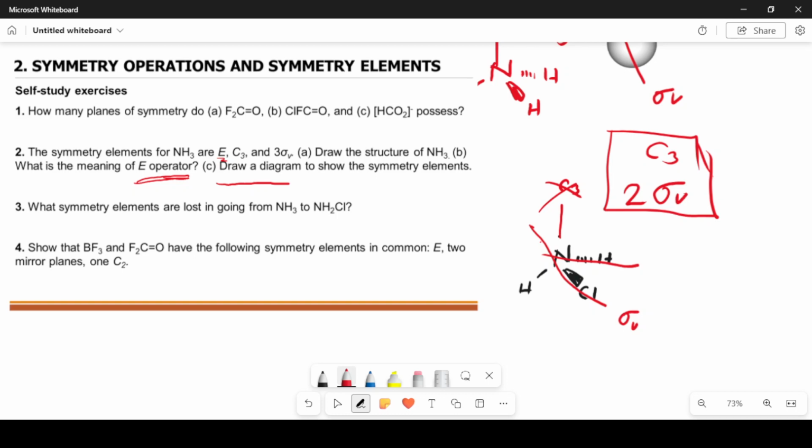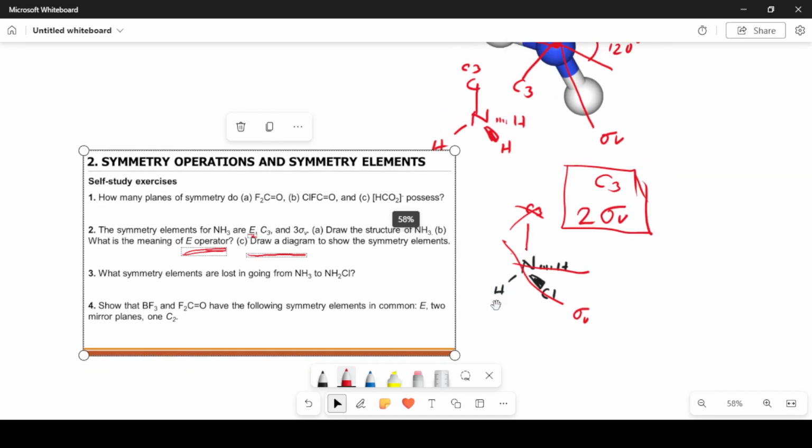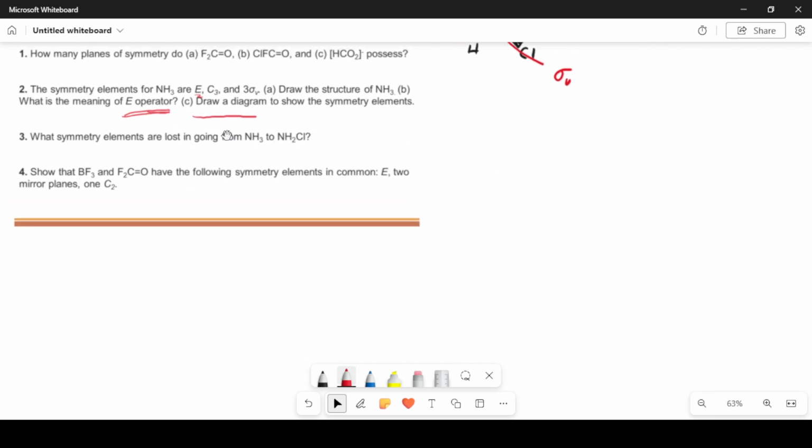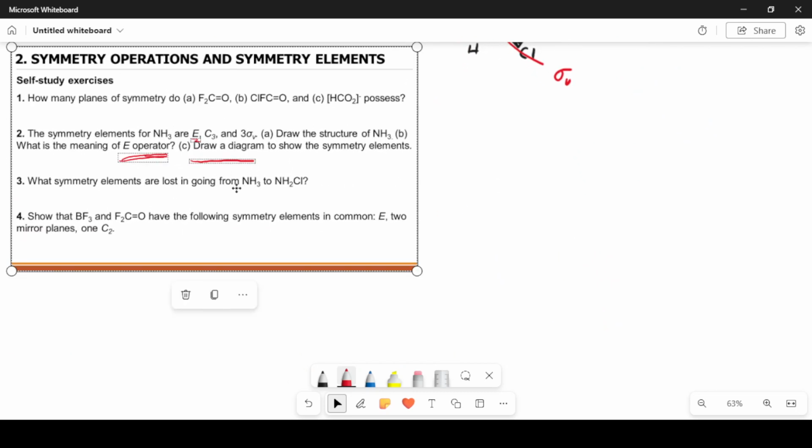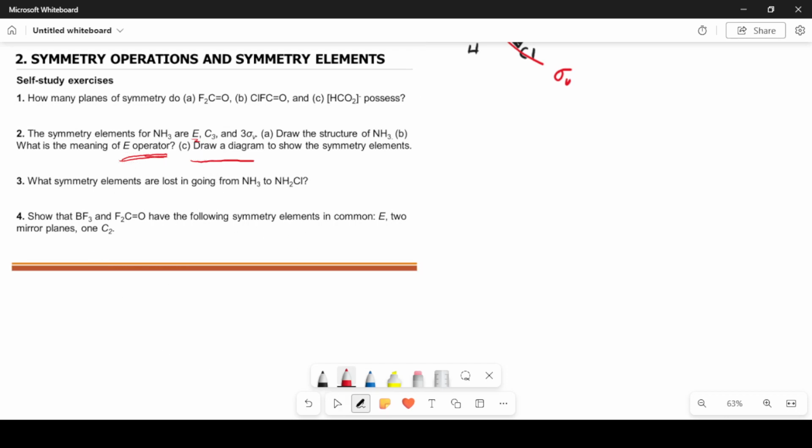Okay? So, number 4. Boron trifluoride and F2C double bond O have the following symmetry elements in common: E, two mirror planes and one C2. So, let's show that. First, let's draw the molecule. This is BF3. They are both 120 degrees. Also, there is C double bond O. If you notice, they are trigonal planar.